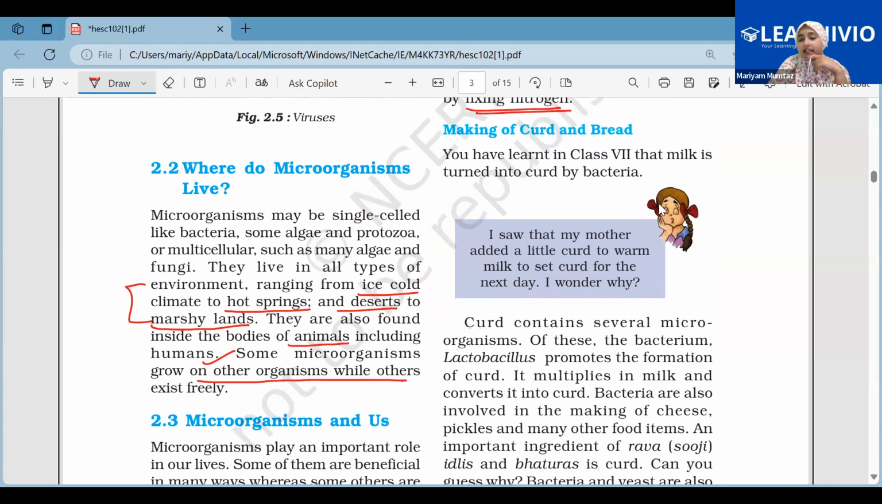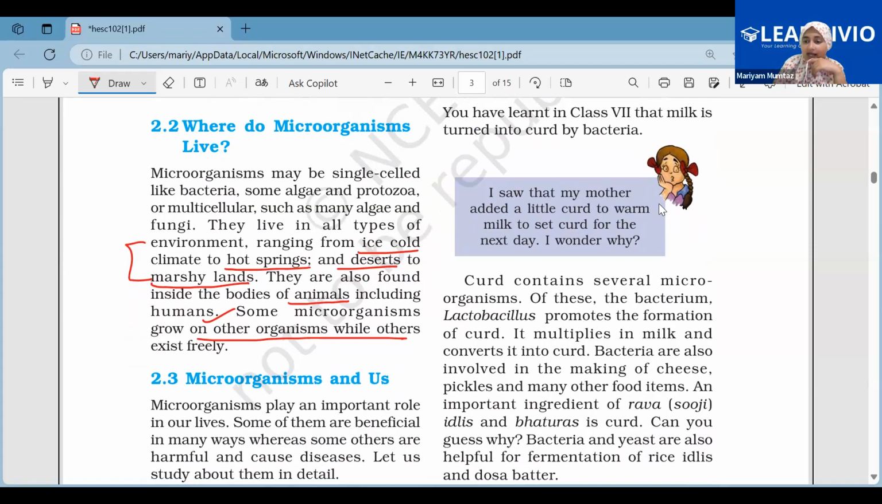Curd contains millions and millions of microorganisms. One such bacteria present in the curd is lactobacillus. While making curd, we take milk and put a little bit of the curd that we already have into the milk, and then leave it at a slightly warmer temperature. That little part of curd contains thousands of lactobacillus. This lactobacillus starts multiplying in the milk and converts it into curd. Clear?